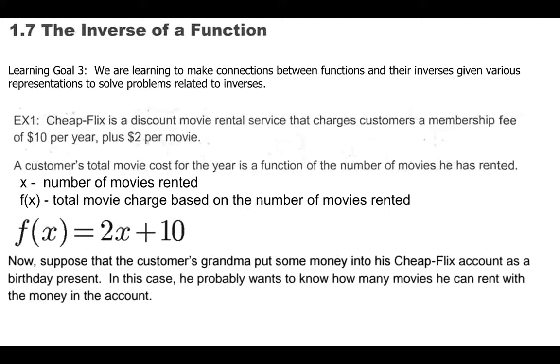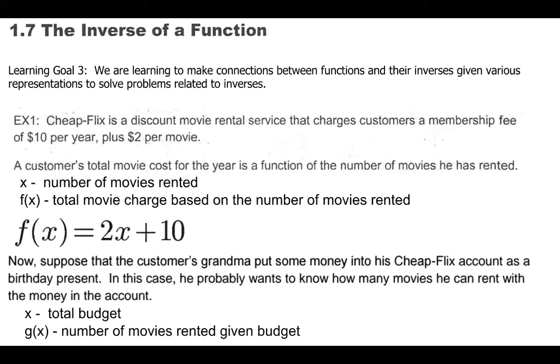plus 10. If you want to instead figure out how many movies you can rent based on how much money you have, you can actually rearrange the equation. And if you rearrange it once and for all, you can sub different numbers in. So that's what the inverse of a function is going to be. So instead of x being the number of movies, x is going to be the total budget. So it's the input. And then we're going to call g of x the number of movies rented.